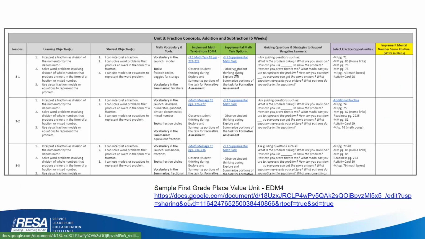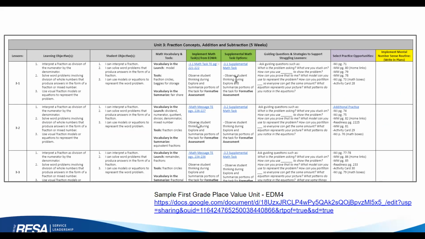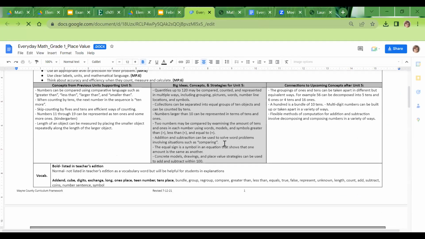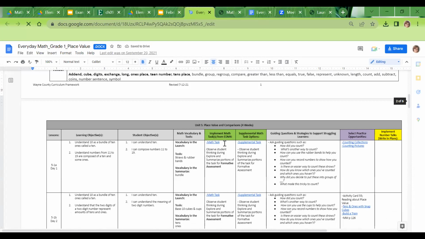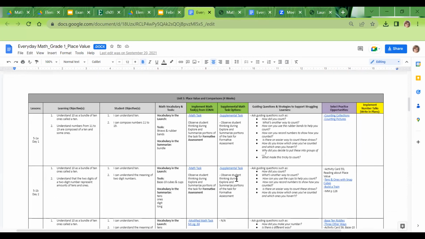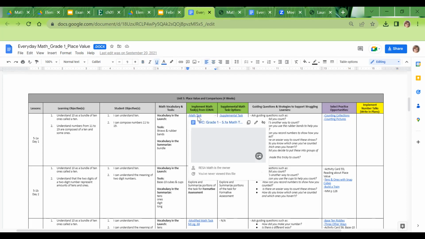We have here, I'm just going to click this link to a sample first grade place value unit. Our thinking around curricular work is once you've made a choice, and we can help you with thinking about making a choice for a new curricular resource, but then there's that second layer of work, which is in each lesson, which task are we going to choose that's cognitively demanding in nature?